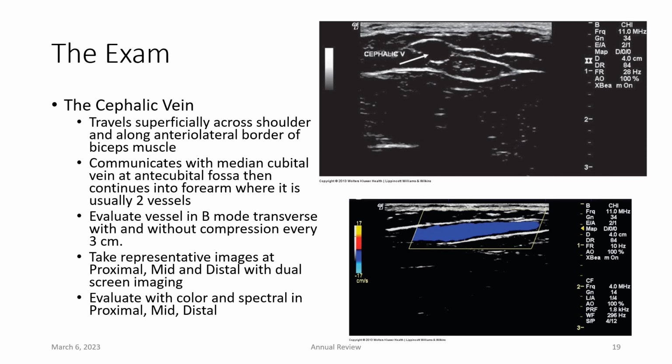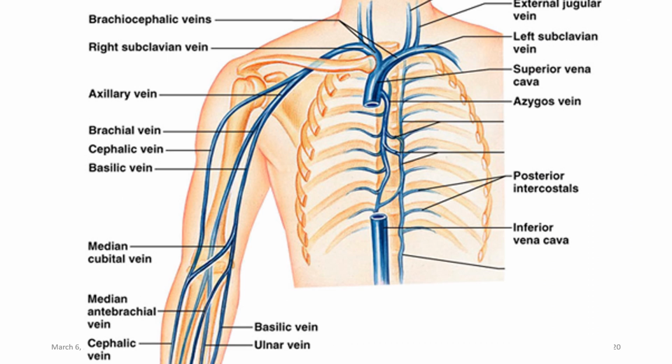So you can see an image here. Here's where they have added their color in, and they're going to want to assess it in proximal, mid, and distal in long, and in long with spectral. Now we know that it is going to communicate with that basilic vein that's going to be running up the medial arm. And so that communication is going to be in that median cubital area. So we can see right here, this median cubital vein.